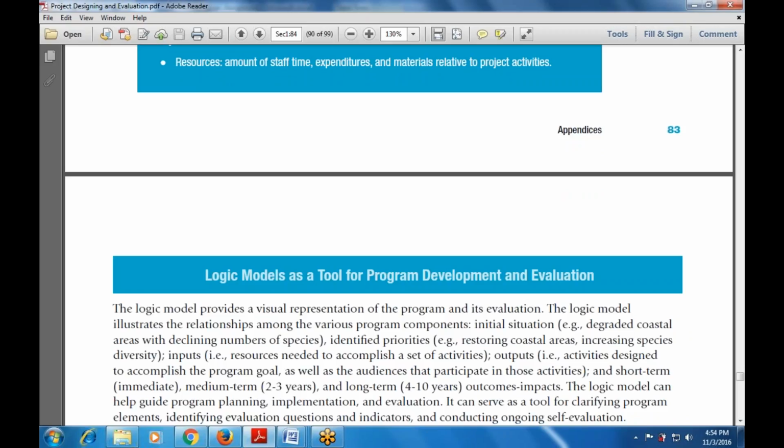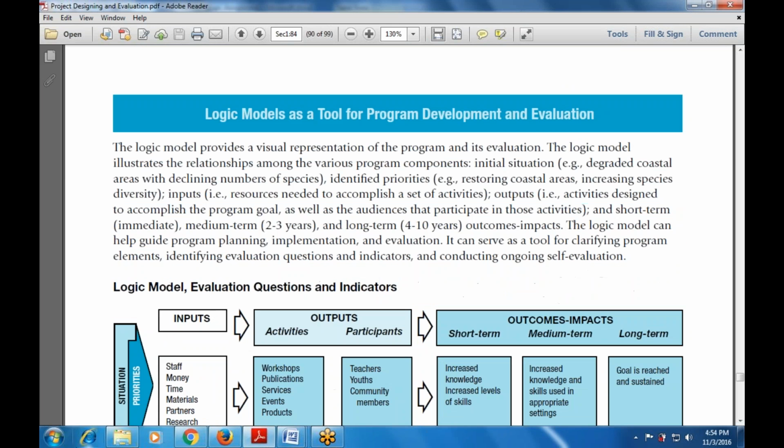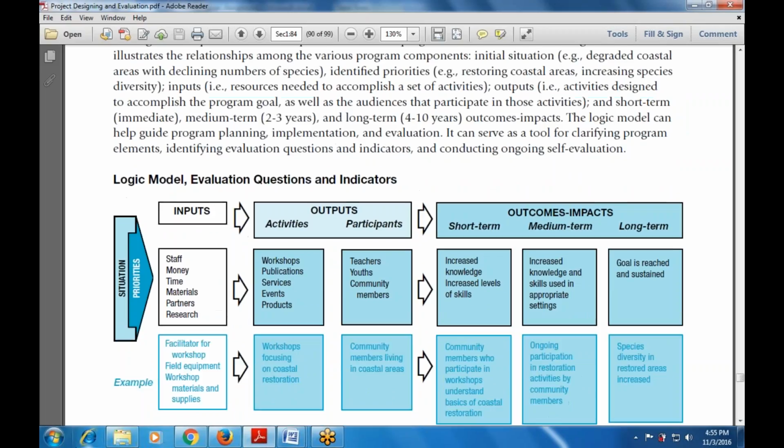Then, how the logic model is used as a tool for program development and evaluation, how it is used and why it is used. What are the various evaluation questions and indicators that are used? First is the input, then the output, which is divided into two categories, activities and participants. Then outcomes, which are divided into three categories: short term, medium term and long term.